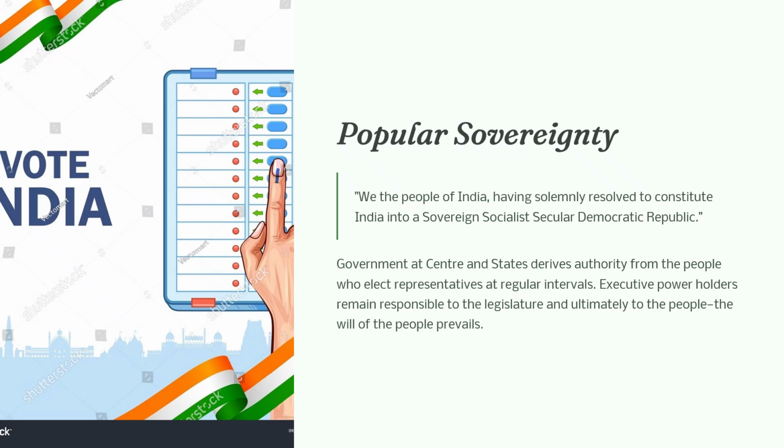Further, those who wield the executive power of the government are responsible to the legislature and through them to the people. Thus, in the affairs of the state, it is the will of the people that prevails ultimately. And this is the principle of popular sovereignty.